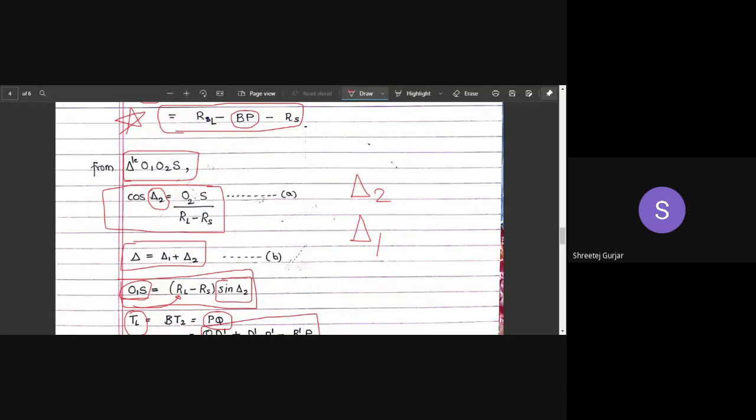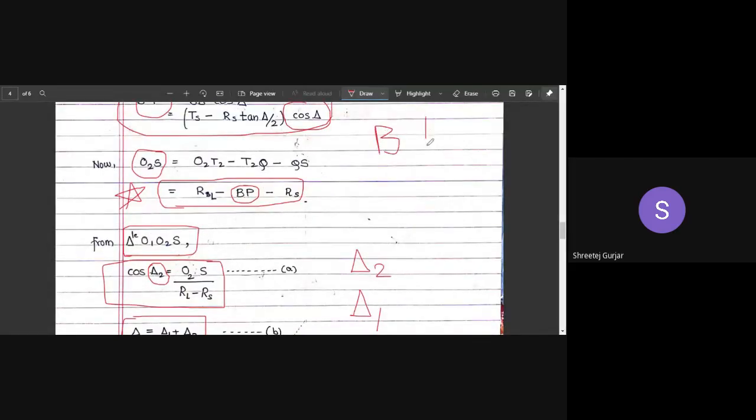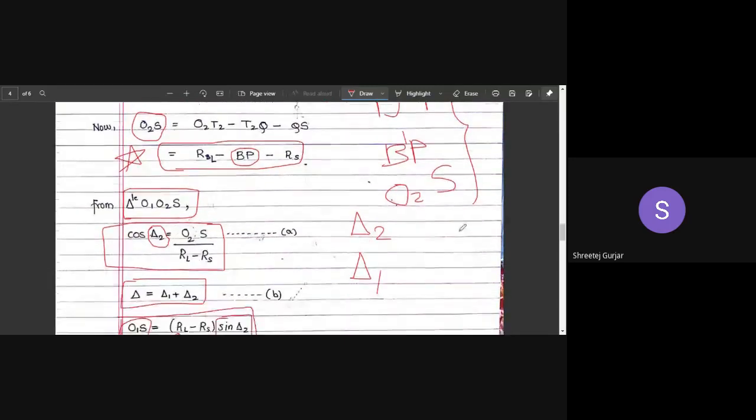This seems complicated for the first time, but once you practice it, it is very easy. So remember the steps. First, you have to calculate BP, then you have to calculate B dash P, then you have to calculate O2S. These particular steps you have to remember, hence it will be easier for you.